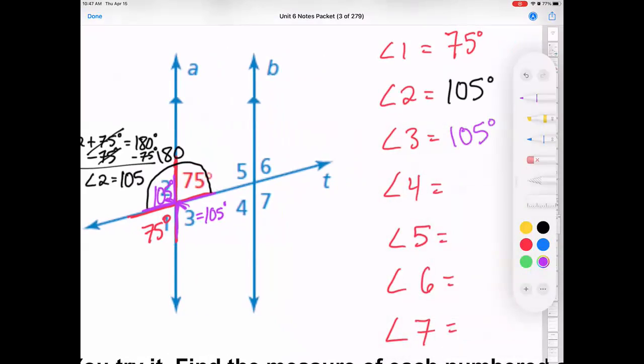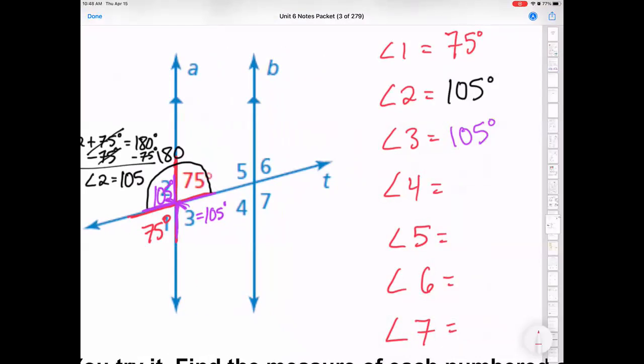And now we're going to try and dive and figure out, well, what about these other angles on the other side? We got angle 4, 5, 6, 7. This is where corresponding angles come into play. So if we know angle 1 is that 75 degrees, angle 4 must also be 75 degrees. This is where that is corresponding angles. So as a result, it's going to be 75 degrees.